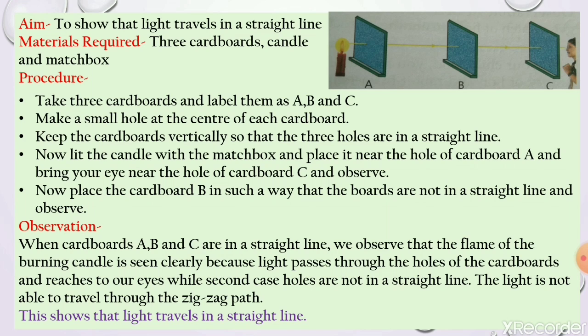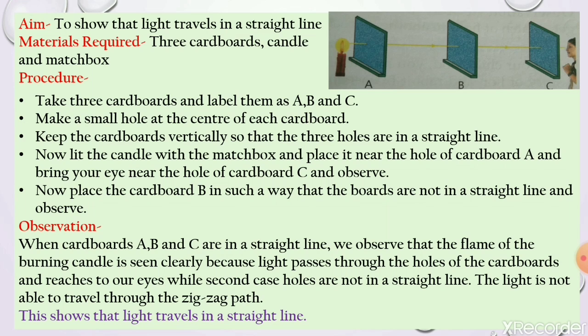Then we will make a small hole at the center of each cardboard, and the holes in these three cardboards should be the same and at the same position. So we will try to make the small hole at the center of each cardboard. Now we will keep the cardboards vertically so that the three holes will be in a straight line. Now we will light the candle and place it near the hole of cardboard A, and after that we will observe that candle from the hole of cardboard C.